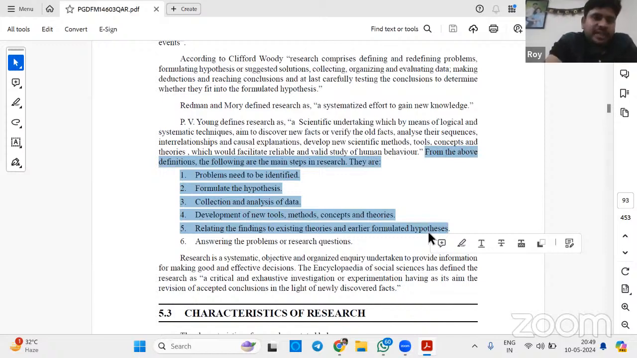When you identify the proper problem, of course, then you can start finding a solution. We can start our research. Correct. In other words, finding a solution for that.